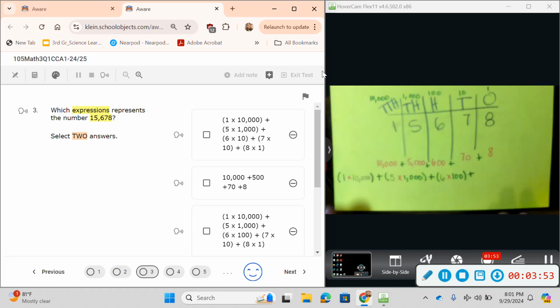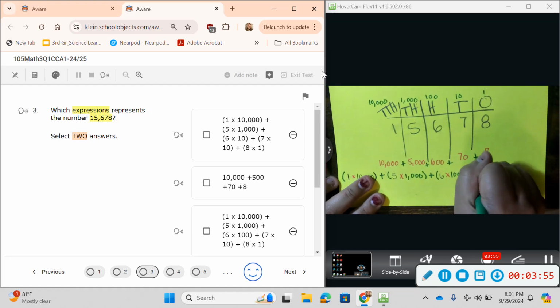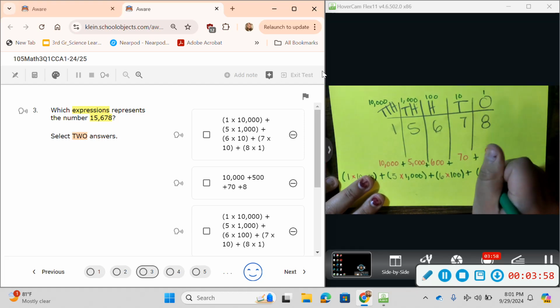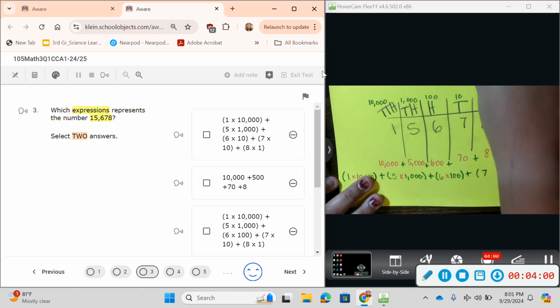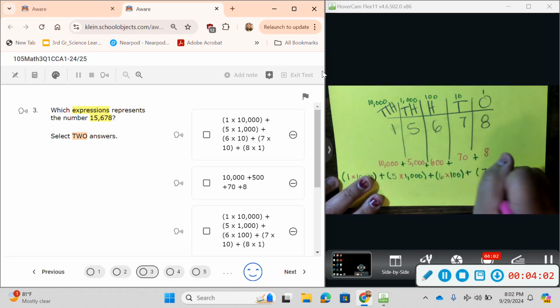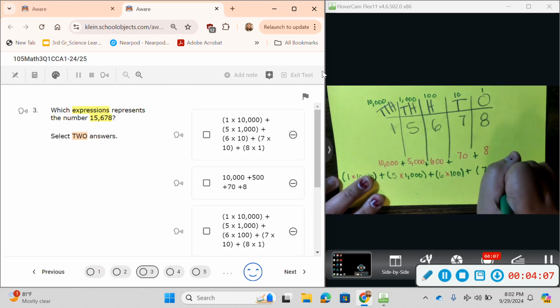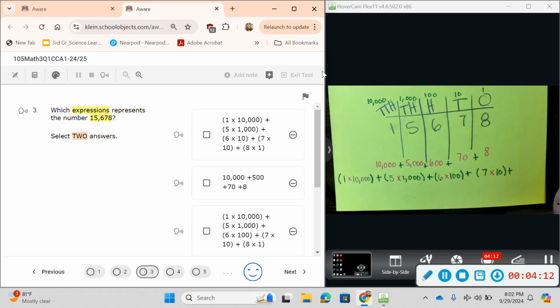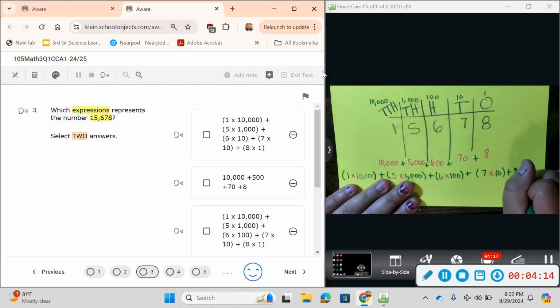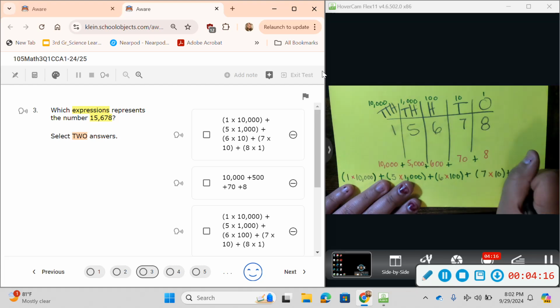Now we're not done. We still have to do our 10. So we have our parentheses, digit, multiplied by the place value of 10, close parentheses, and then we put a plus sign. Now we're at our last place value. Parentheses, the digit 8, multiplied by the place value of 1, and we close the parentheses.